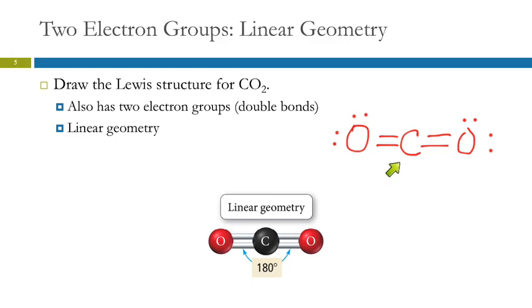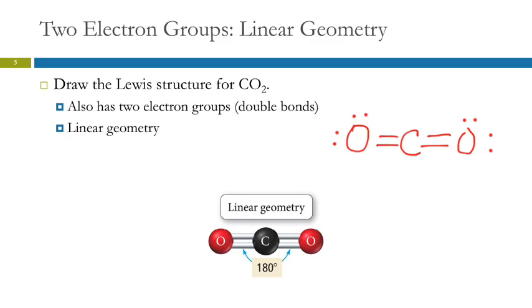Look at the central atom. How many groups of electrons? A double bond is one group. Two groups. This double bond is a group, and that double bond is a group. The double bond is 4 electrons, 2 pairs of electrons, but they are stuck between the carbon and the oxygen. They can't move away from each other.